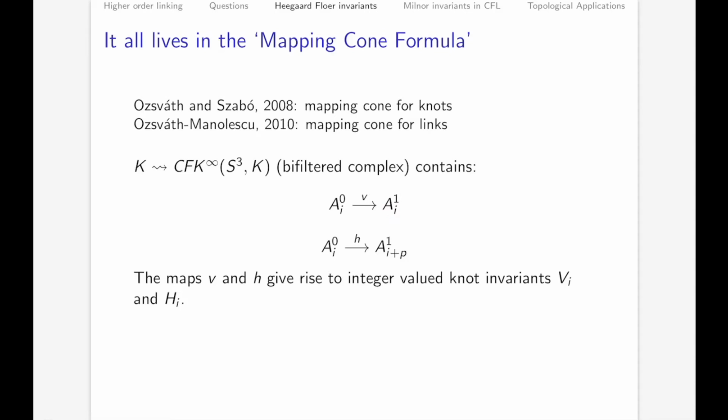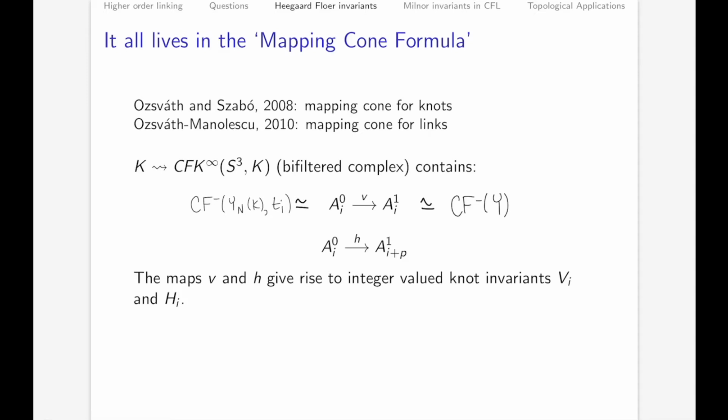Now whether you call them A and B or A0 and A1, these sub and quotient complexes are quasi-isomorphic to, in the case of A0, large surgery along your knot. And in the case of A1, or what's called B, this is going to be quasi-isomorphic to the Floer complex of the manifold that you're sitting in, which for us is usually S3.